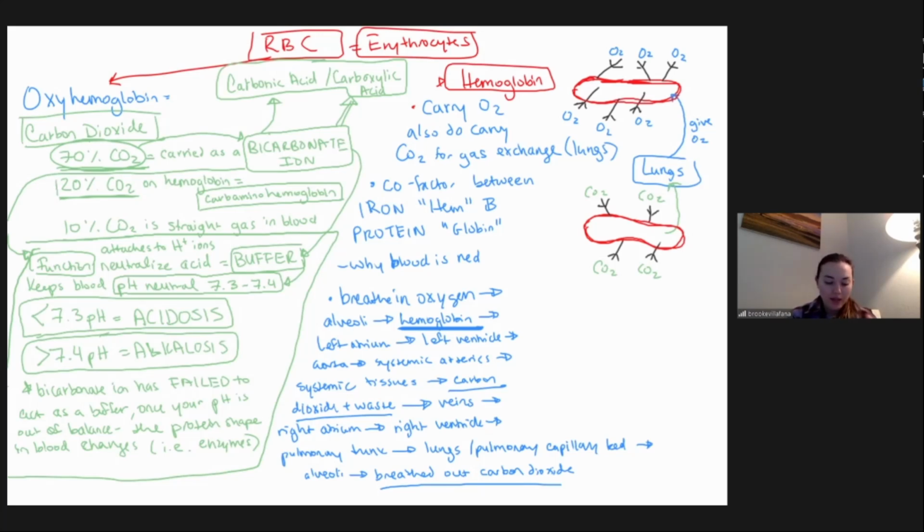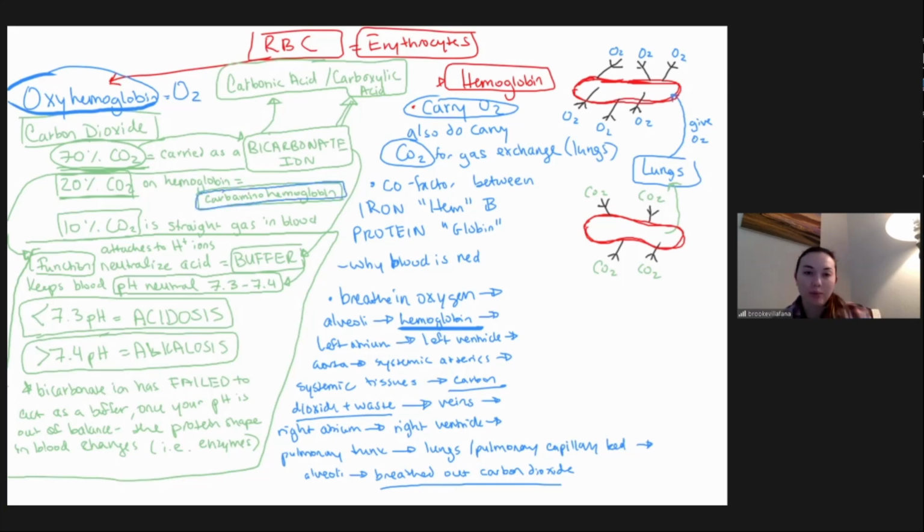When carbon dioxide is carried on hemoglobin, we're calling that carbaminohemoglobin. And then you need to know 10% of carbon dioxide is straight gas in the blood. So the lower part of the screen is more about bicarbonate ion, and the upper part is about carbon dioxide, if that makes sense to everybody. So hemoglobin, the majority of the time carries oxygen, but it also can carry carbon dioxide. Remember, oxyhemoglobin is when it's carrying the oxygen. Carbaminohemoglobin would be when it's carrying the carbon dioxide. And then we already talked about bicarbonate ion. Does that make sense to everybody?